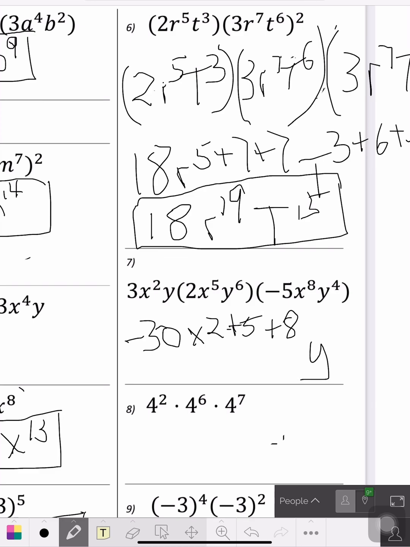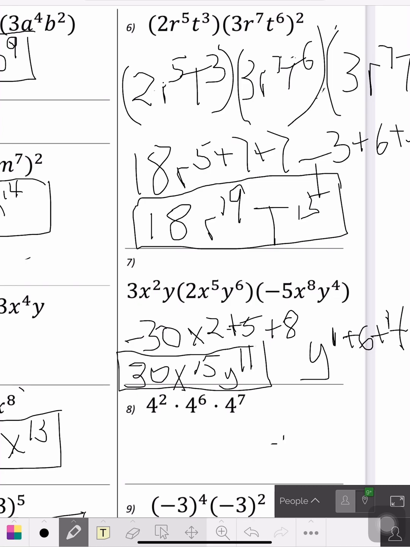Now the y is a 1. Remember, it's a 1 plus a 6 plus a 4. So let's see, we write this below. We got to have a negative 30 x. So we got a 2 plus a 5 plus an 8 is 15. Now the y, let's see, we got a 1 plus a 6 is a 7 plus a 4 is 11. And that's our total answer, just like that. But you see how we did that?